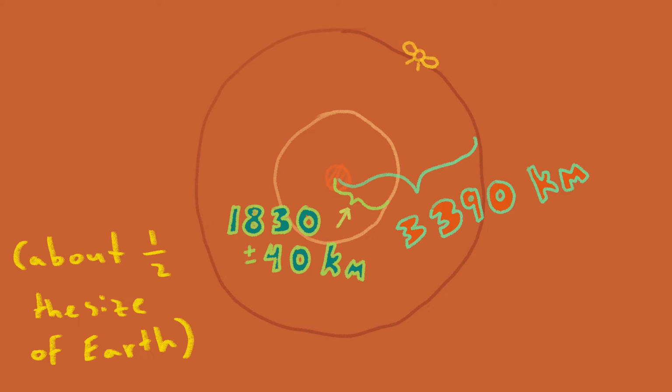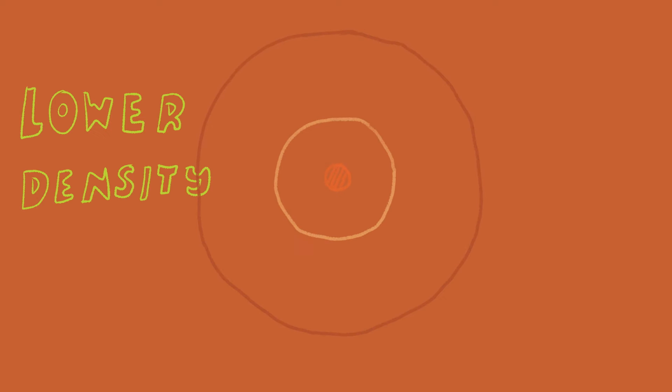We know from InSight data that Mars's outer core is liquid because S-waves don't travel through it, and that it is about 1,830 kilometers thick with an error bar of about 40 kilometers. This is larger than we expected, and its bulk density, the density of the inner and outer core combined, is relatively low for its size.